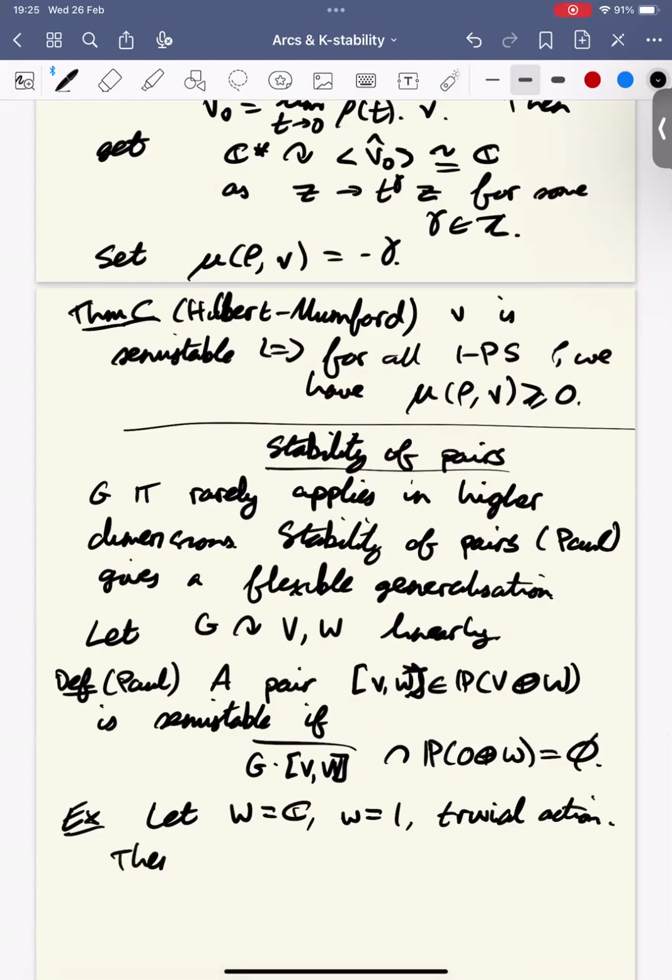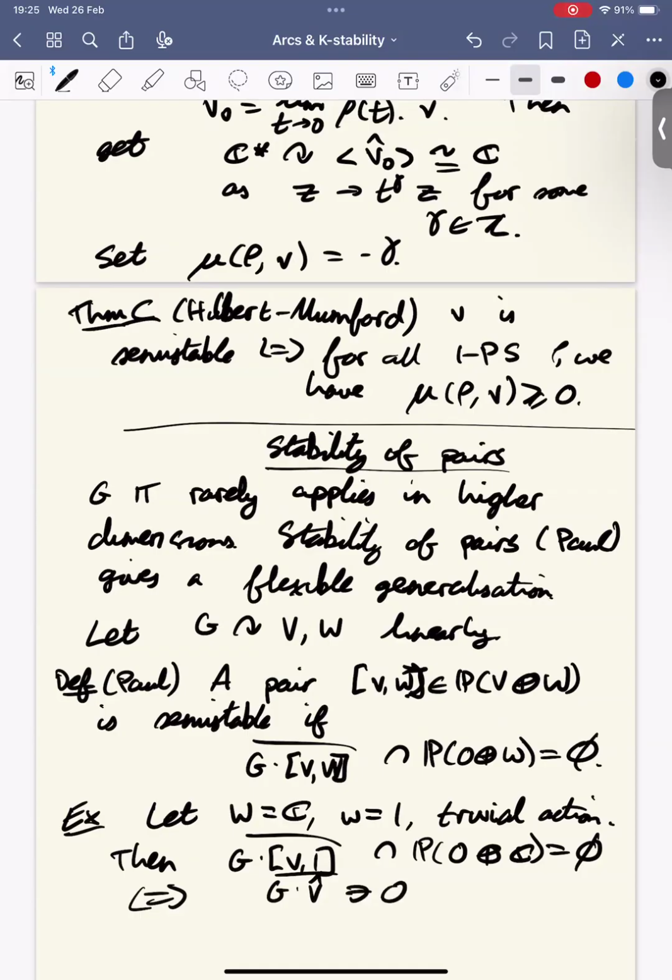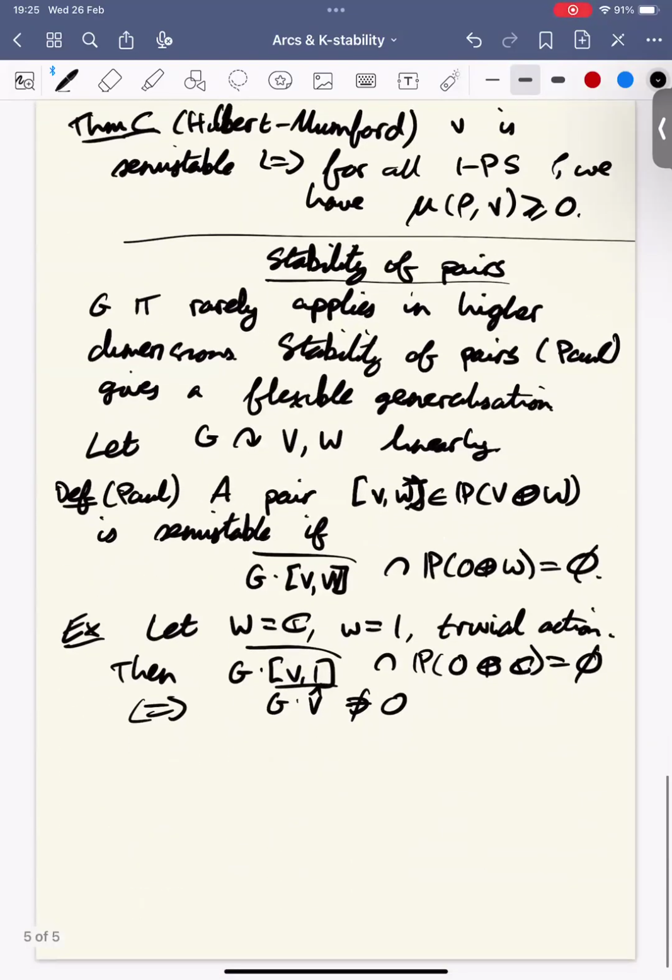Okay, then how does this work? So G dot V1 closure intersects P of 0 direct sum C. This is empty. What this means is just that G dot V hash closure does not contain the origin. You imagine choosing the point 1 is sort of like dehomogenization of projective varieties into affine patches. So it's sort of like a GIT version of that statement. And so in particular, this is true if and only if V is semi-stable. So we recover in this way traditional GIT. Okay, that's sort of just how this generalizes GIT.